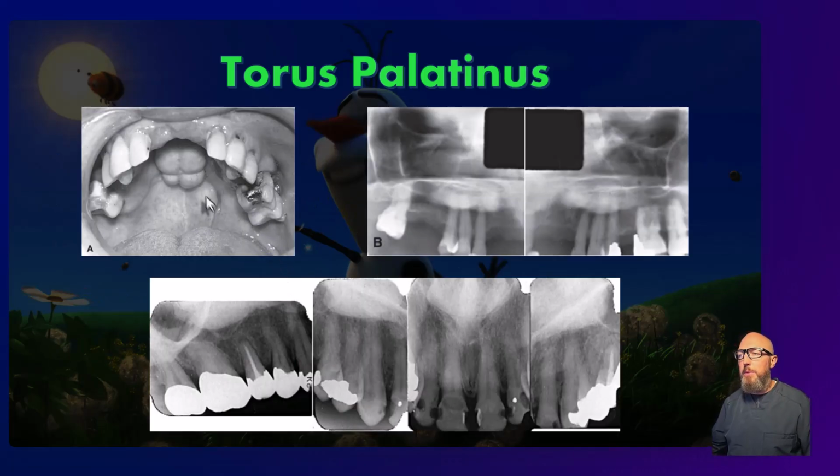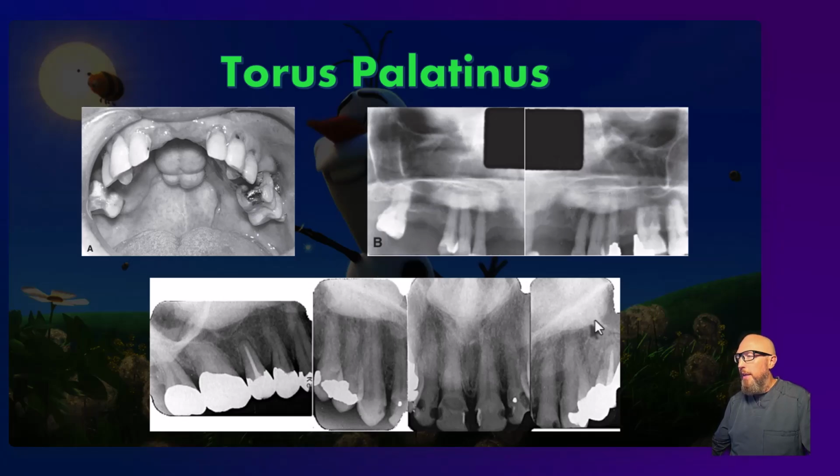So here are some examples. Black and white image, but here you can see the palatal torus right in the midline. Here's what it looks like in a panoramic. This is a cropped pano. Nice and well-defined and smooth. There's no real internal component to it. There's no real cortex to it because it's all dense bone. It's all compact bone. And here's what it looks like in some intraoral radiographs.